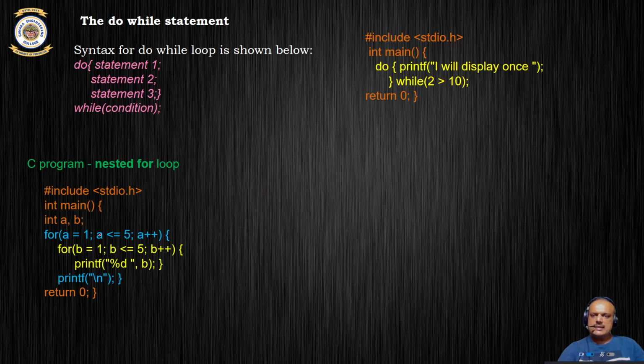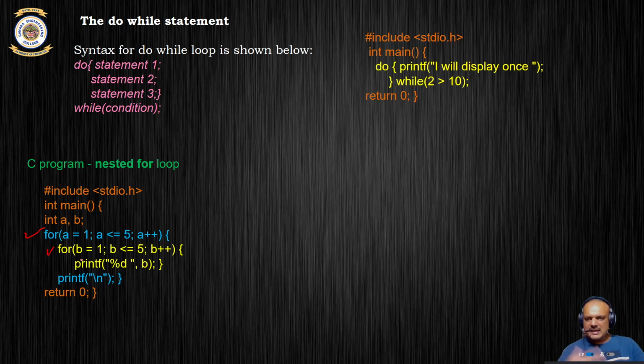Then here is an example of a nested for loop. I have a for loop out here, using the counter variable a, then I have another for loop inside it. So you can basically nest one loop inside another. It's not necessary that you nest a for loop inside a for loop. You can have a while loop inside a for loop inside a while loop, and so on.